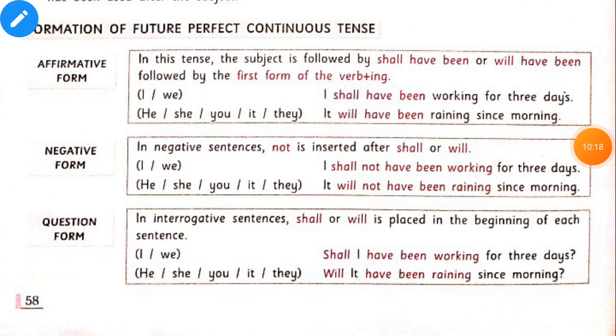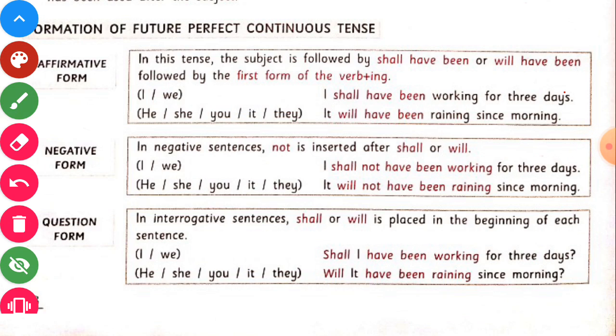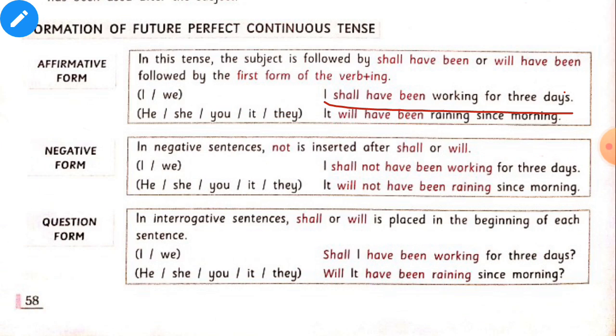Now from this table, you can understand the formation of future perfect continuous tense. First one is affirmative form. For affirmative form, you can read this example. I shall have been working for 3 days. Here children, with I, shall have been is used, and it will have been raining since morning. For negative form, I shall not have been, okay, not is inserted after shall or will.